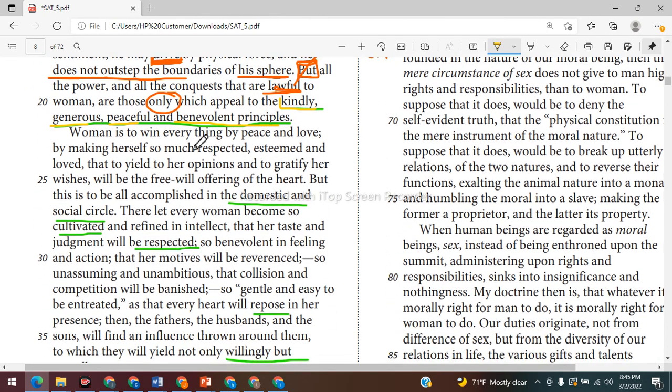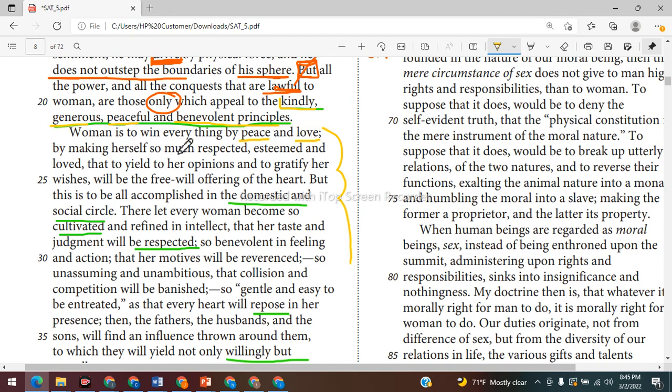But I love her alliteration. I love what she did there. She said, woman is to win everything by what? Peace. By peace and love. This is a view, an interesting view. It's very nice. It's the way she put it, man. She's saying woman is to win everything by peace and love.